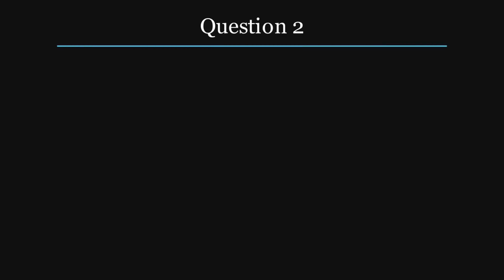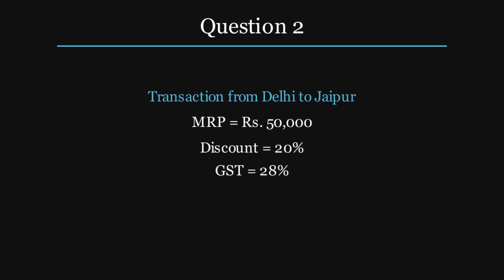Now let us move to question 2. The transaction is from Delhi to Jaipur. MRP is Rs 50,000, discount is 20%, GST is 28%. Since Delhi and Jaipur are in different states, this is an interstate transaction. So we will use IGST. CGST is 0, SGST is also 0 and IGST is 28%.